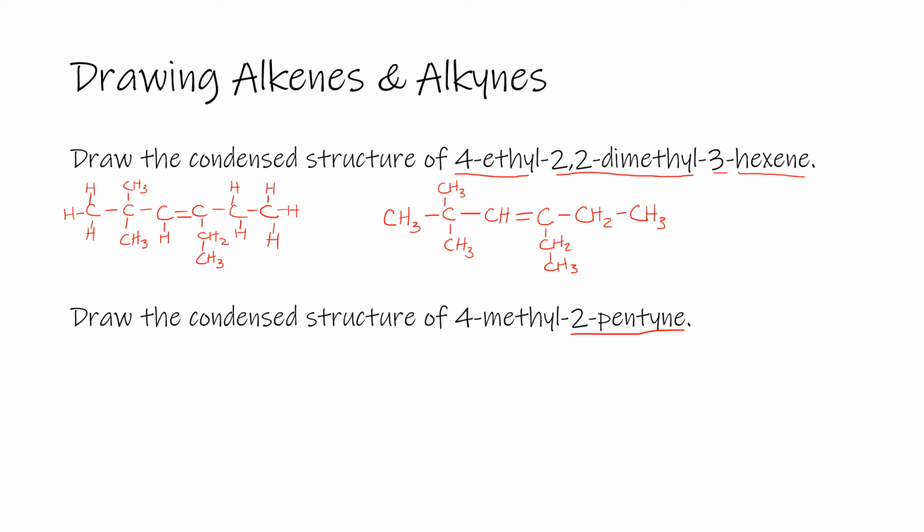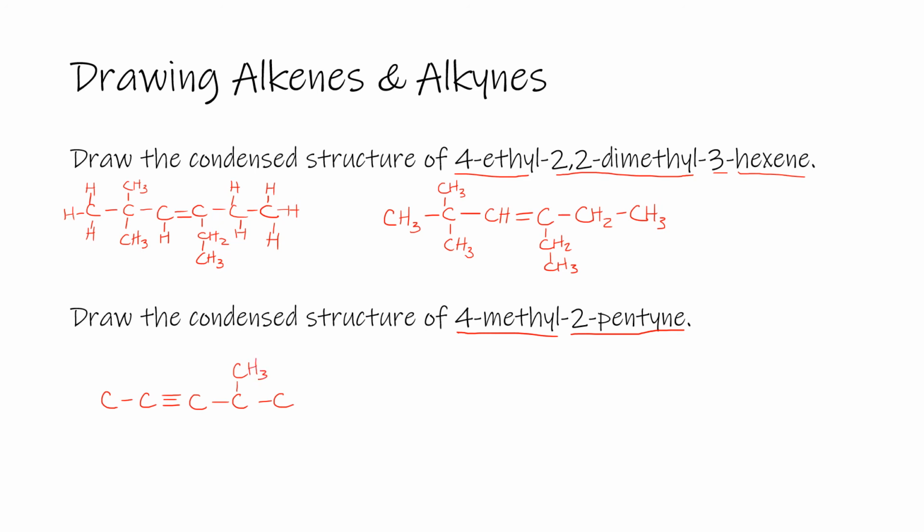So I'm going to write 5 carbons out. 1, 2, 3, 4, 5. So between carbon 2 and 3 is a triple bond. So I'm going to add in the triple bond. That takes care of the 2-pentyne. Now for our substituent, 4-methyl. So off of the 4th carbon, I'm going to put a methyl group.